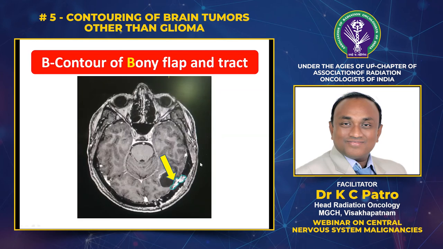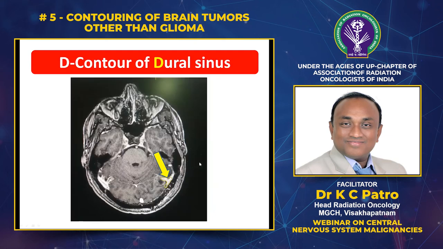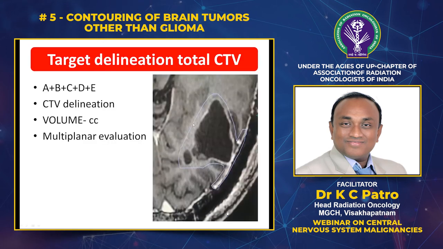Like that, you have to include the bony flap. This is the bony flap you have to include. Then cavity proper, A, B, C, cavity proper. Then dural sinus, along the dural sinus you have to include. Then enhancing component, these are the enhancing components. So A, B, C, D, E should not be forgotten when contouring brain met cavity SRS. This is the usual cavity SRS, the tumor looks like this. So you should not forget to contour. When brain met cavity SRS is there, you have to be very careful, include all these 5 points.